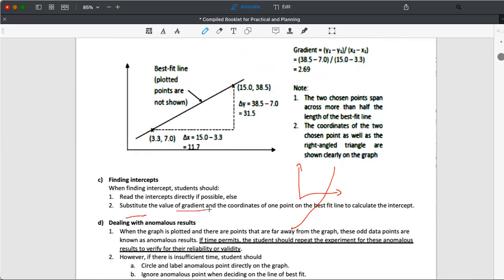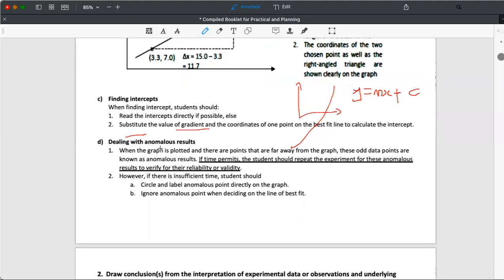Substitute the value of the gradient and coordinates of one point using the y equals mx plus c formula. Do you recall that in your E-Math, you learned that? If you recall this formula, the formula used to represent a straight line, or equation rather. So you need to find the y-intercept, which is c. You substitute any values of y and x, and use the gradient we calculated earlier to work out the intercept.